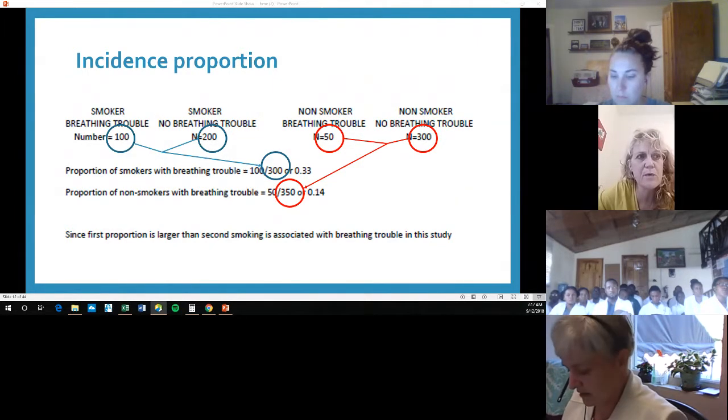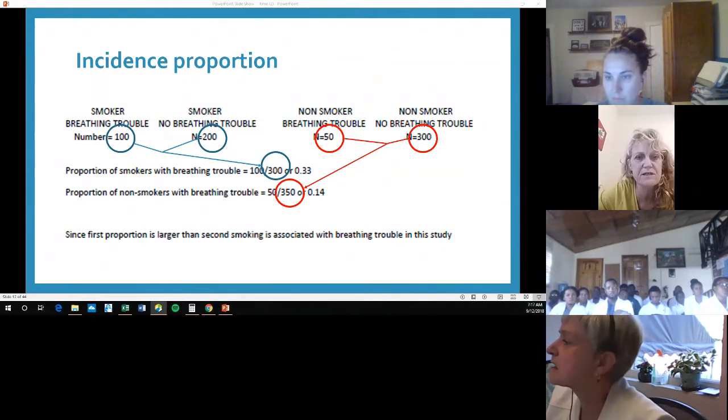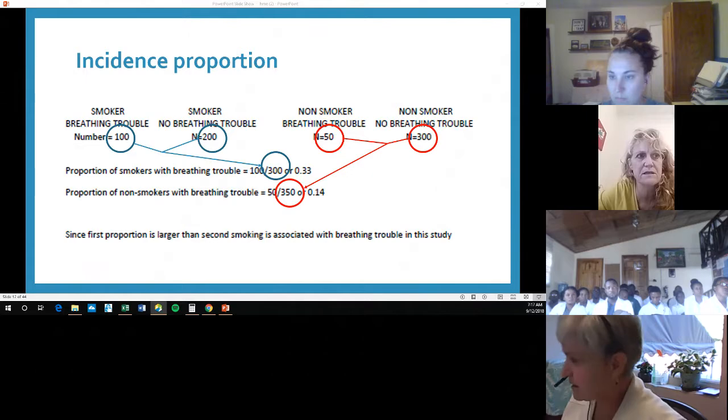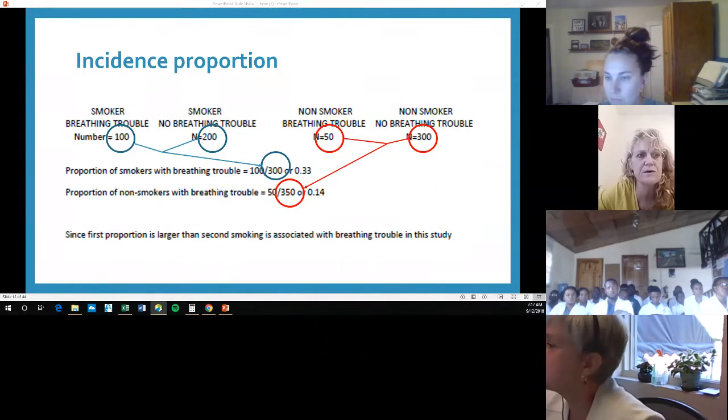Yeah, I was just explaining how we got 300. So the total number of smokers is 300, so that's in the denominator, and the total number of people who didn't smoke is 350, so that's in the denominator of the second proportion.